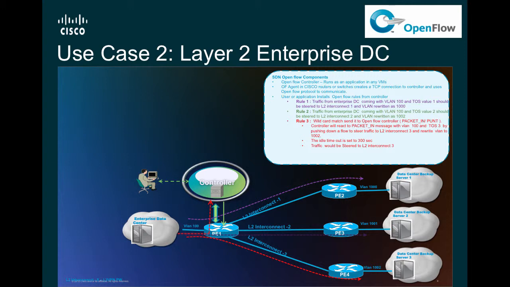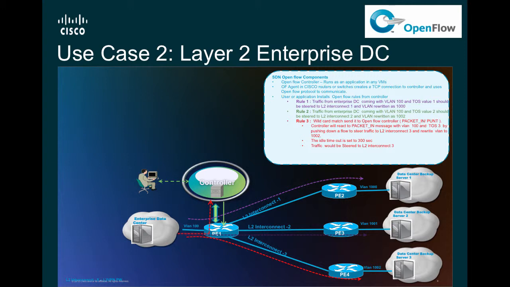So what does OpenFlow do? OpenFlow can give you a very neat solution. With OpenFlow, you can match on any layer 2 header fields and appropriately steer the traffic. So in this case, we could take the priority bits. We could match on the incoming VLAN and the priority and steer the traffic to go on a particular layer 2 interconnect. And if you want, you can also rewrite the VLAN.